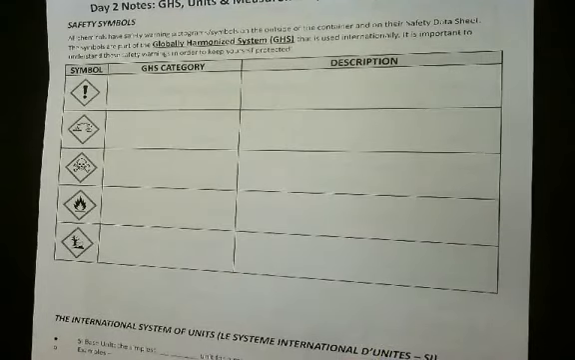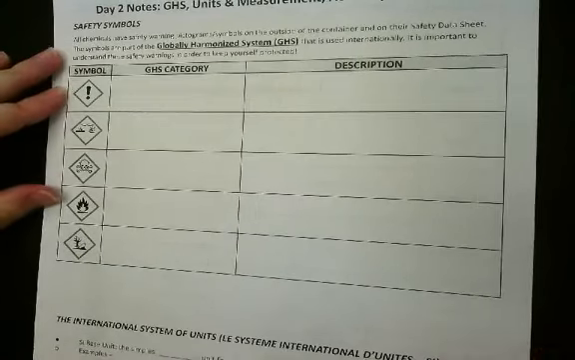GHS symbols are basically just symbols that go on the containers for chemicals, like warnings, so that we know what to be aware of about that chemical, either how we need to store it, how we need to dispose of it, or what we need to be aware of when handling it. So we're going to start with this first one, this exclamation mark.